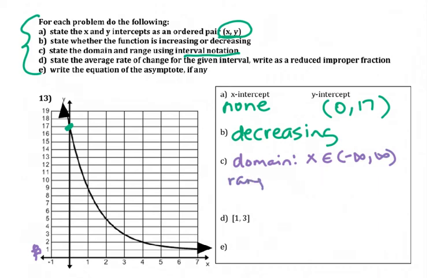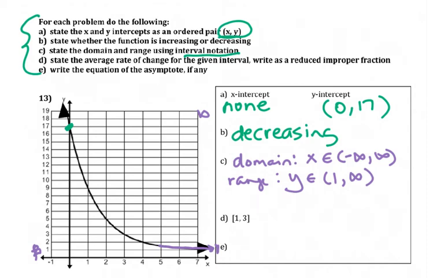The range, how high does it go? How low does it go? You need to figure that out. Looking at this, it is getting closer and closer to 1. That's where it's going. So 1 is there, and how high does it go? Infinity. So my range, y is an element of, it's going to go from 1 to positive infinity.